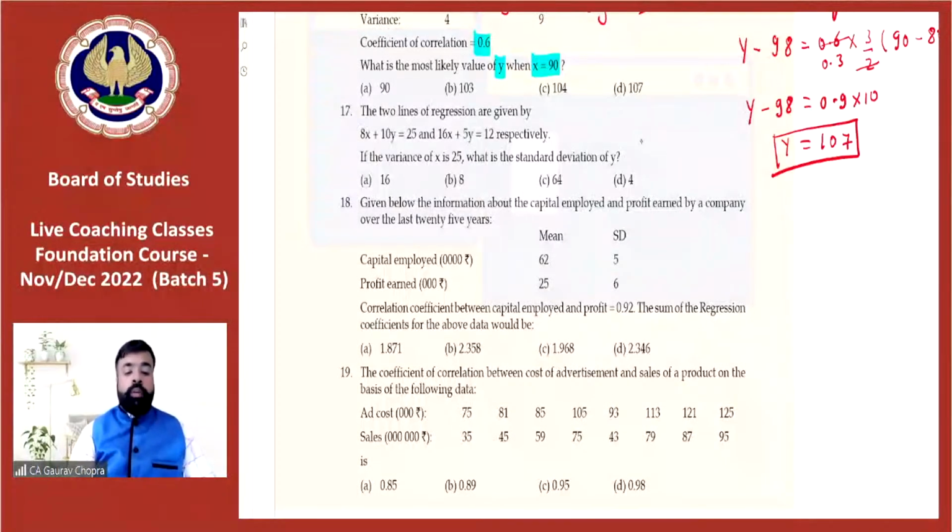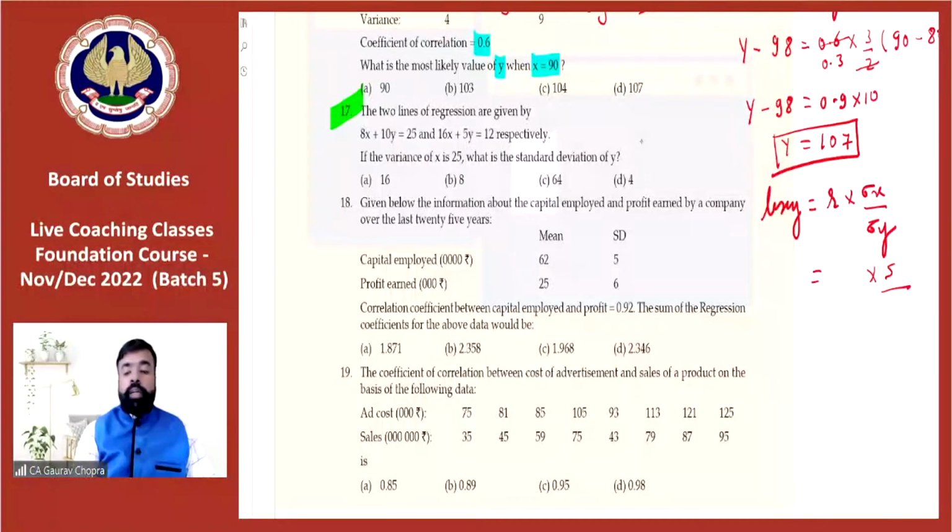So which formula you have to use? It is important to judge which formula to use. So here you can use the formula for bxy or byx, because r into sigma x upon sigma y is required, and already sigma x is given, that is 5. So you are supposed to calculate sigma y.